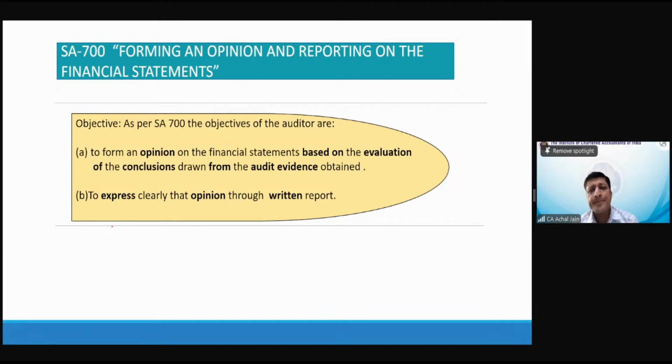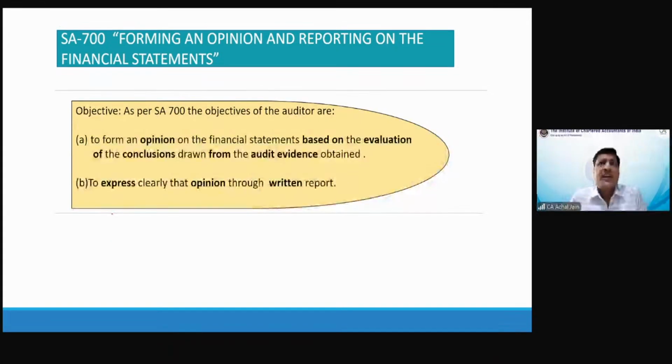Now, as regards the audit report, the objective is the most important point, because this report is objective driven. Yeah. So I think we have already talked about it, that the opinion has to go out. Where will this opinion be covered? In the audit report.